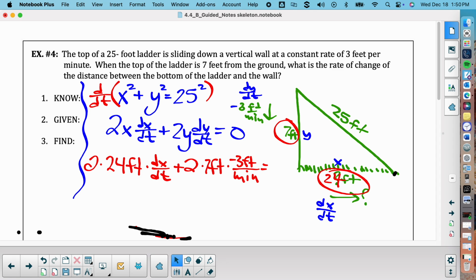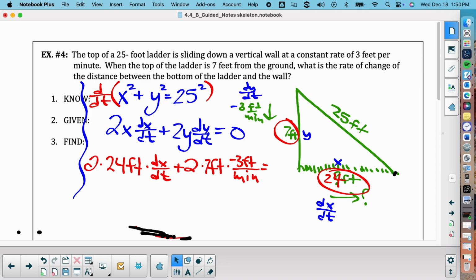Oh, and then over here is still 0. Yeah, I put the correct numbers up here for X and Y, and I wrote them backwards without even knowing it. So I've got 48. I need to bring that one over, 14 times 3, 42. So on the right-hand side, I would have 42 feet squared per minute.